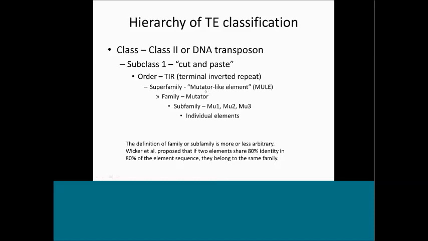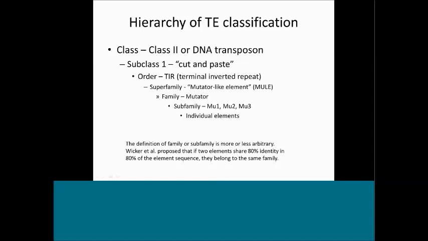Next is the subfamily, so it belongs to the mutator-like subfamily, also called MULE. And the family name is mutator. So the mutator family contains more than 10 subfamilies. We call them MULE1, MULE2, MULE3, until MULE11, MULE13. And each subfamily contains many individual elements, each of which is an insertion in the genome. We call this an individual element.